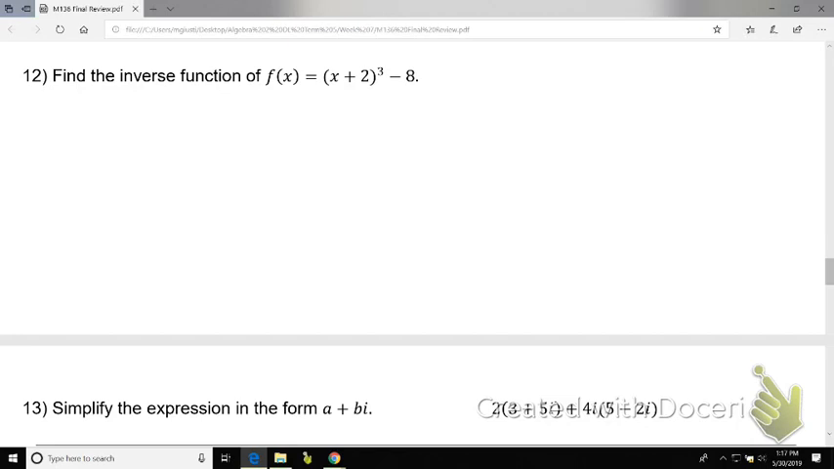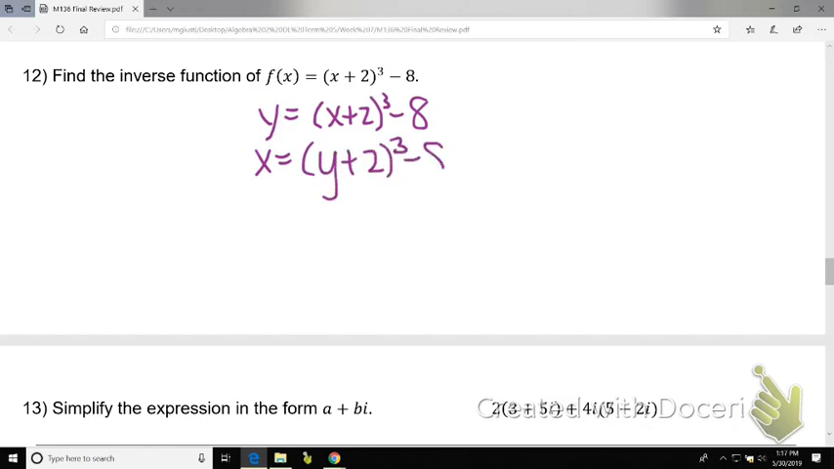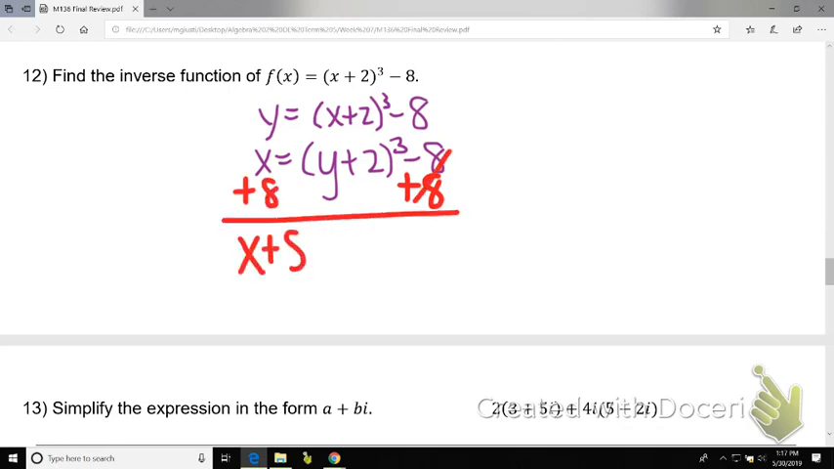Okay, so how do we find inverses? Because there was one just like this on your final yesterday. We start with y equals, and then we have (x plus 2) to the third minus 8. Trade places of the x and the y. And now get y by itself. So what do I do? Add 8. So we have x plus 8 equals (y plus 2) to the third.